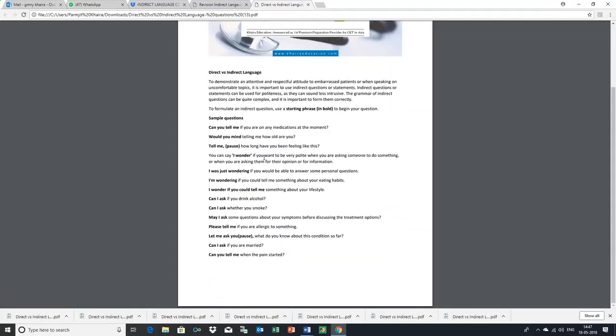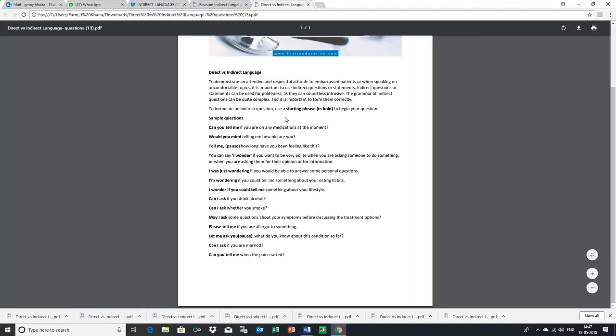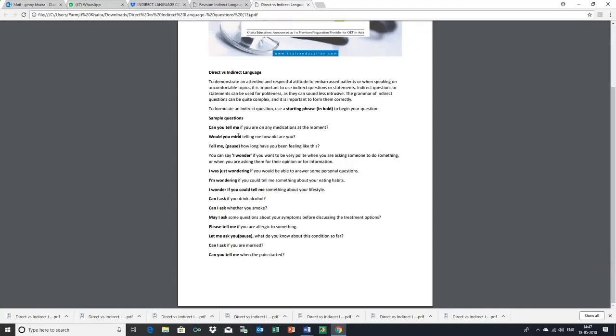And how do you form indirect language or questions? You add a phrase in the beginning of your question. So these are some starting phrases, the ones that have been highlighted in bold, that can be added to simple questions to make it more polite, to make it more comfortable for your patients to hear. For example, rather than asking directly, are you taking any medications at the moment? We could add, can you tell me? And then the question would become, can you tell me if you're taking any medications at the moment?